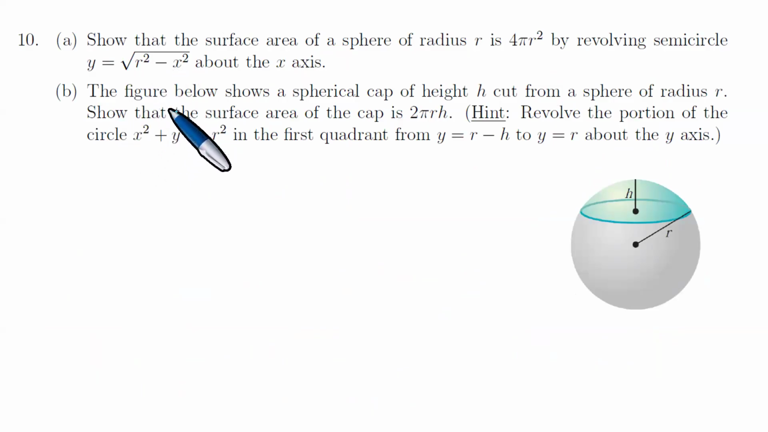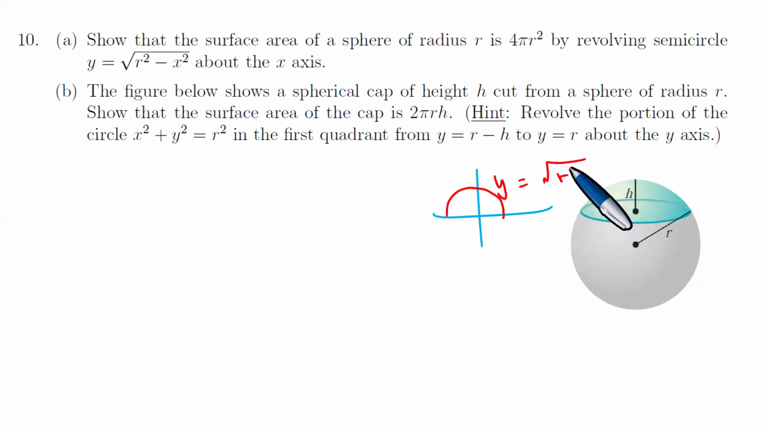Show that the surface area of a sphere of radius r is 4 pi r cubed by revolving the semicircle about the x-axis. So obviously now, if you look at the semicircle revolved about the x-axis, the semicircle y is positive. So the semicircle is going to be here. Y is the square root of r squared minus x squared, and then this is y and then x.